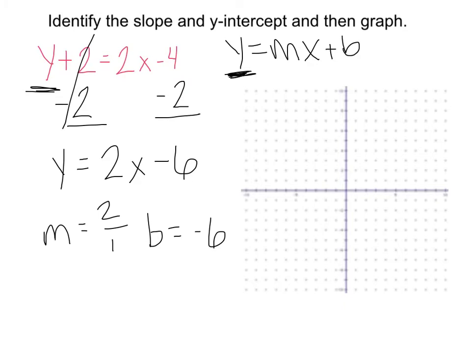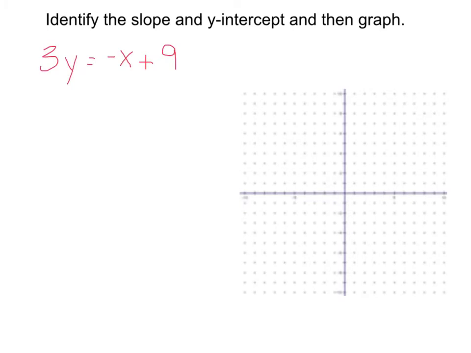Remember, m represents your slope. B is your y-intercept. You always start with your b. Since my b is negative 6, and we always start either up or down, since it's negative, I go down negative 6. 1, 2, 3, 4, 5, 6. Make my first point, and then I use my slope. My slope is positive 2 over 1, so I could go up 2 over 1, or I could go down 2 and back 1, and then you make your line. So the main thing is just to get y by itself first.